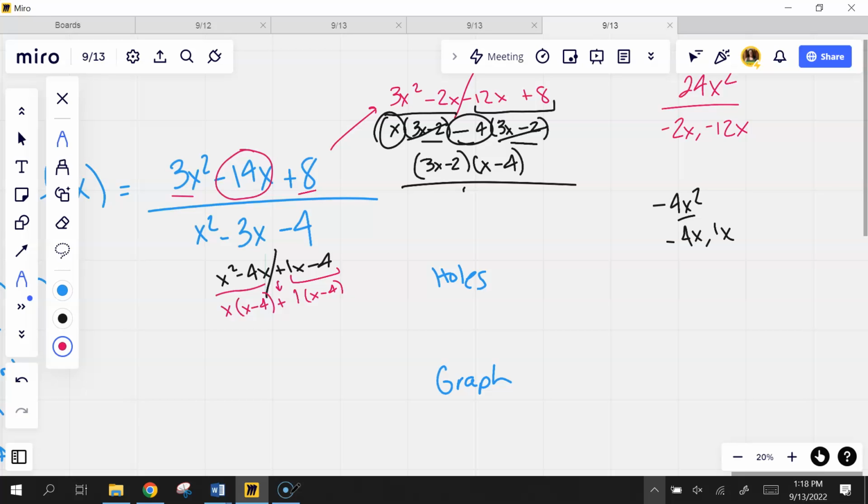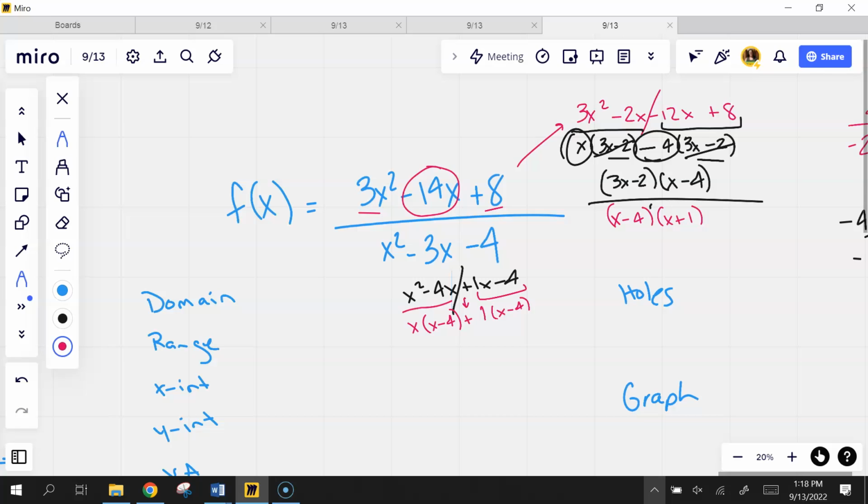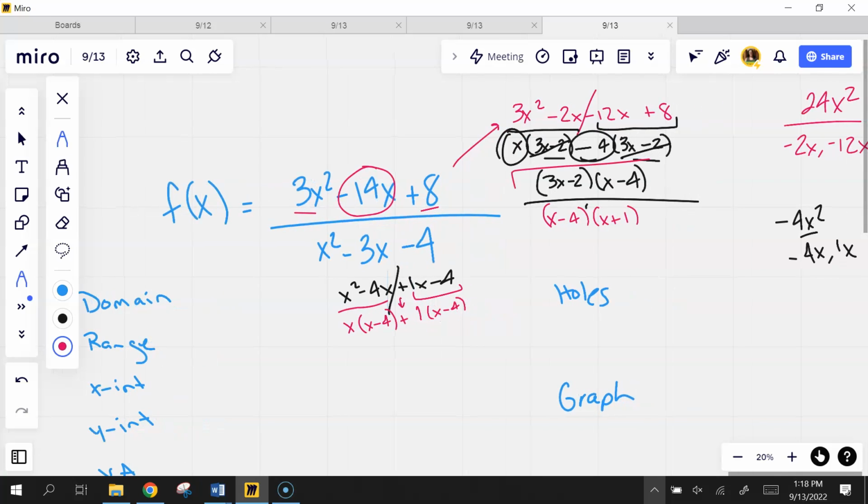The domain is left to right, so the vertical asymptote impacts the domain. Horizontal asymptote impacts the range. All right, so this one I'm just going to carry on. All right, guys, I'm fighting for your attention now. All right, so f of x now becomes 3x minus 2 times x minus 4 over x minus 4 times x plus 1. The very first thing I'm going to do is find my holes.